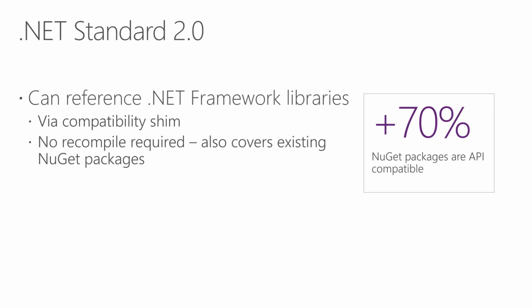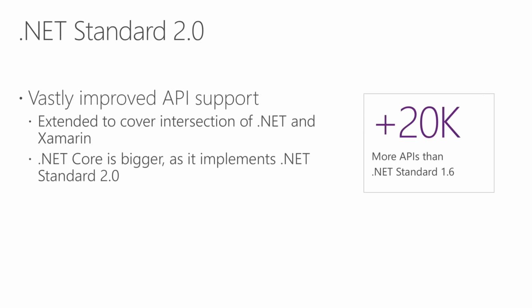It also covers existing NuGet packages. Interesting statistic: 70% of the current NuGet packages are API compatible with .NET Standard 2.0. There are also a lot of new APIs available in .NET Standard 2, about 20,000 more APIs than in the previous version. That's really important for us since we're WPF developers or Windows Forms developers, because a lot of the classes that we've been using over the last 10 years in our applications were not available in .NET Standard 1.6 and earlier versions. But a larger portion of those are now available in .NET Standard 2.